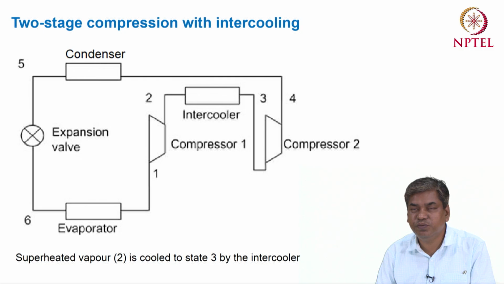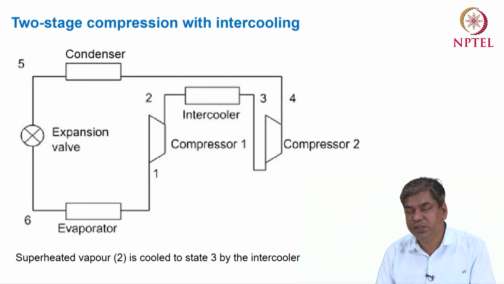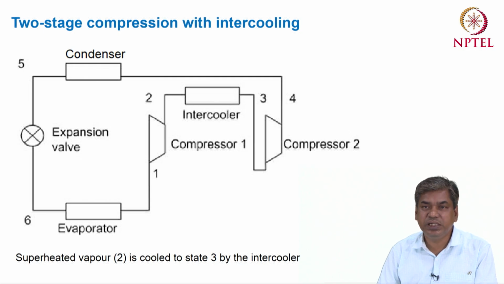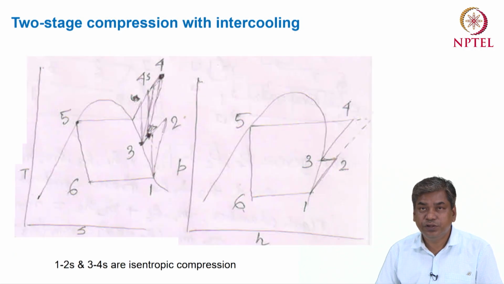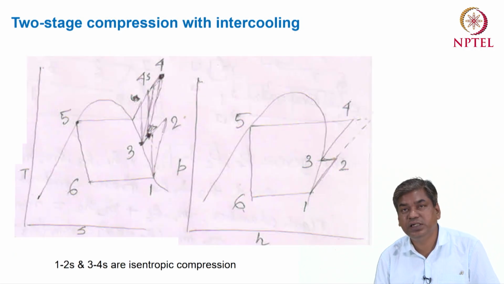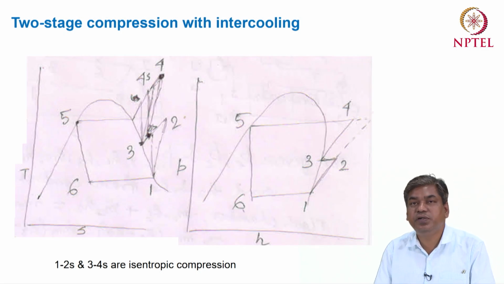So the temperature of the refrigerant vapor will reduce from temperature T2 to temperature T3, and then it goes to the second compressor, which is used to compress the refrigerant vapor from the intercooler pressure to the condenser pressure. So basically this system is operating between three pressure levels: one is the evaporator pressure, at the intermediate there is the intercooler pressure, and then the condenser pressure. This cycle we can represent in a temperature-entropy diagram and enthalpy diagram this way.